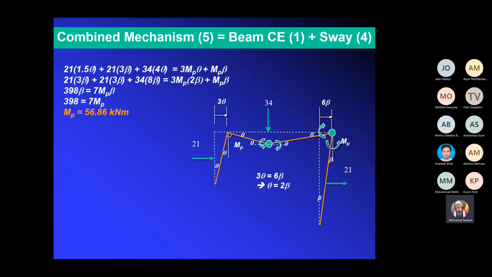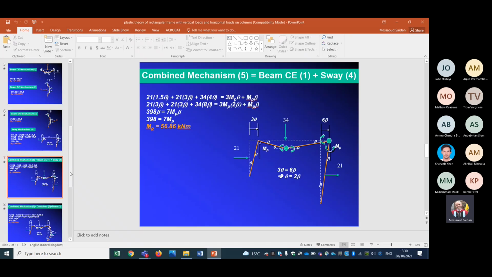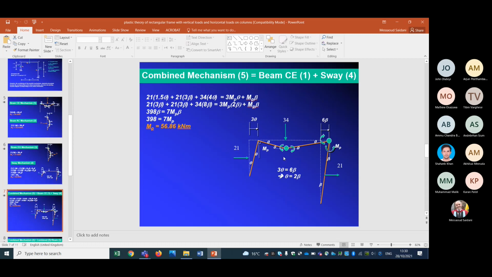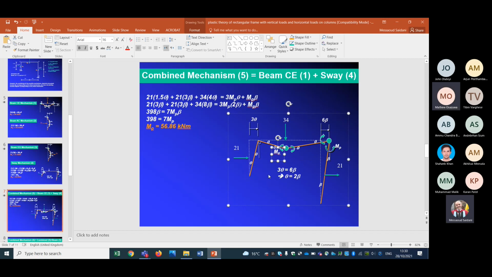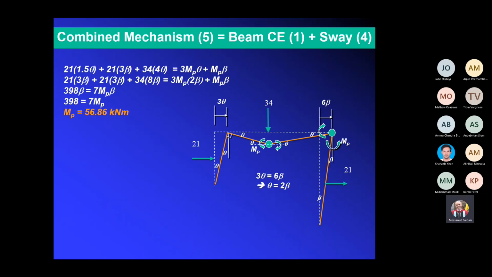Is that okay for this mechanism? Clear? I just want to check. Okay, so yes, that's for this mechanism. We've got 56.86. Now, what we're going to do now?